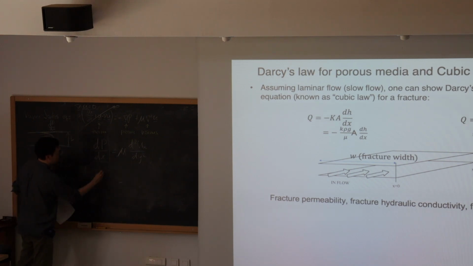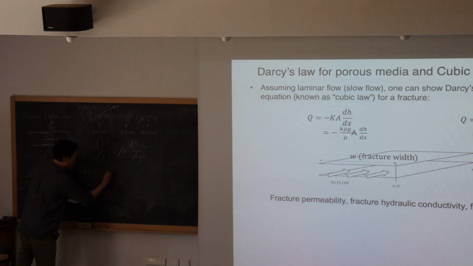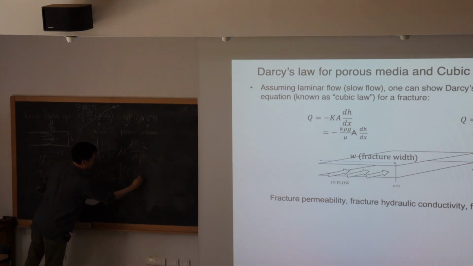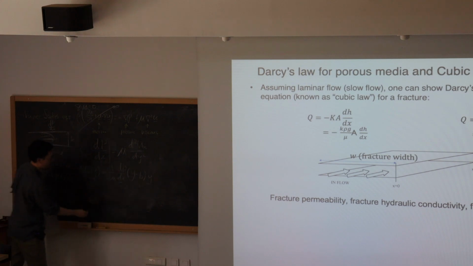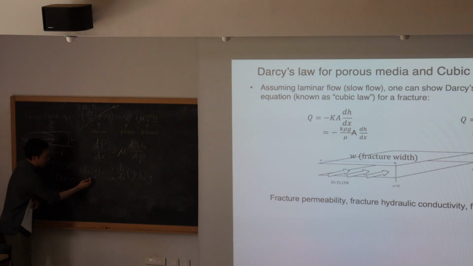We are just solving the second order differential equation, which gives you 1 over 2 mu dp/dx times (y minus b) times y. Let's see what this is. dp/dx is the driving force. This is viscosity. And y is, of course, in this direction. b is the aperture.